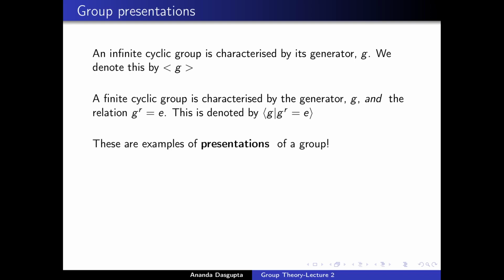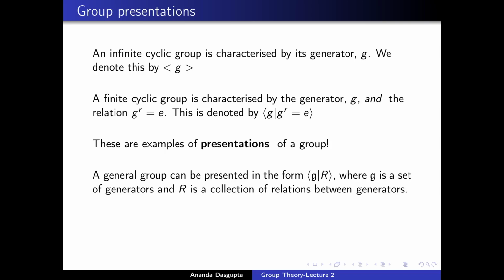Now these are examples of what are called presentations of a group. A general presentation for a group would be a bunch of generators and a bunch of relations between those generators. So a general group can be presented in this particular form. Within angular brackets, I have this curly G, which is a set of elements of the group which are called generators, followed by a pipe, followed by capital R, which is a set of relations among these generators.